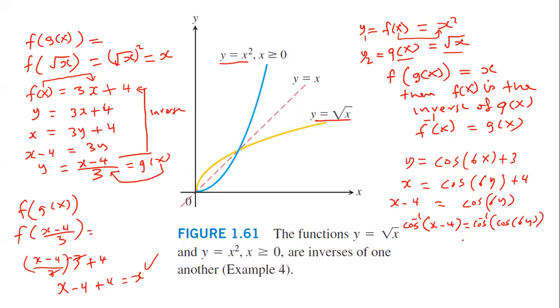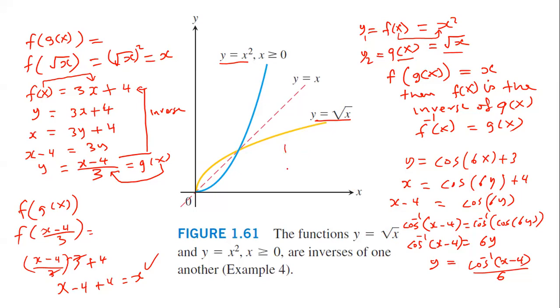On the right-hand side, cosine inverse of cosine cancels cosine, so I will have 6Y. And this will remain as cosine inverse of X minus 4. Now we have to divide by 6. So Y equals cosine inverse of X minus 4, divided by 6. That is the inverse. You can verify it by doing the same test that we've been doing.